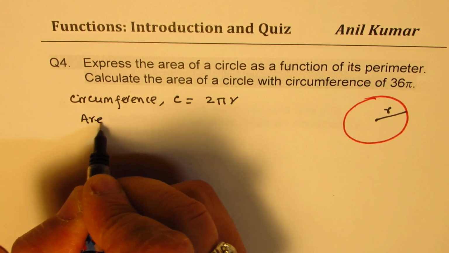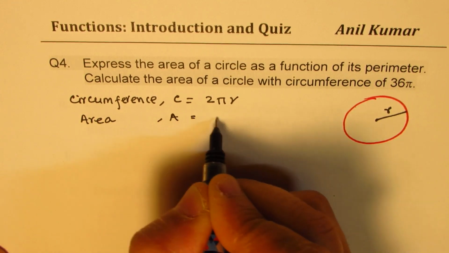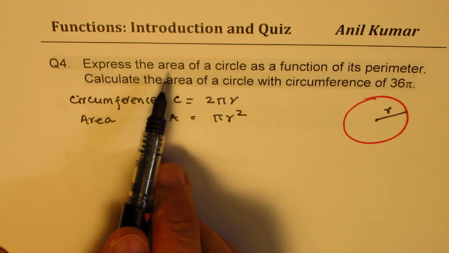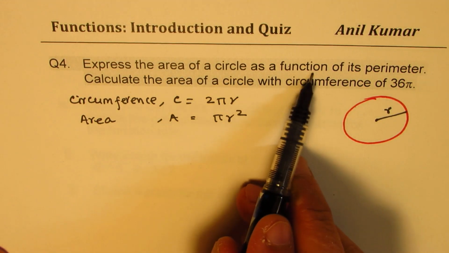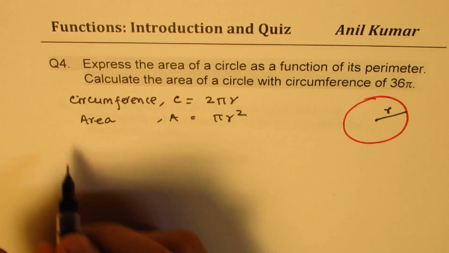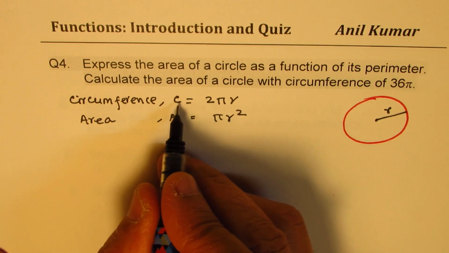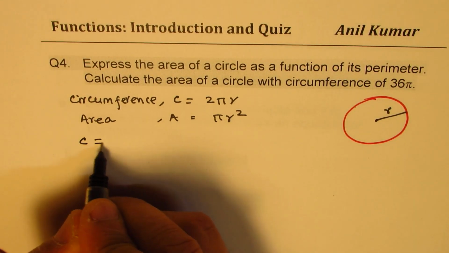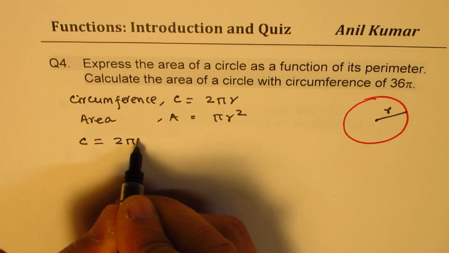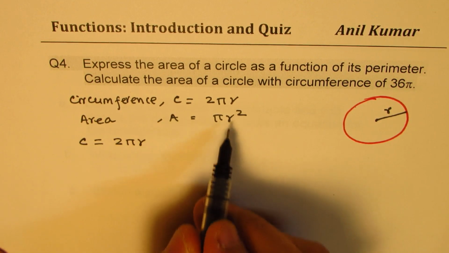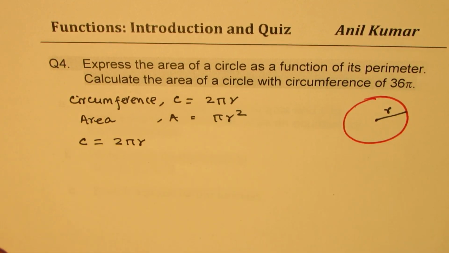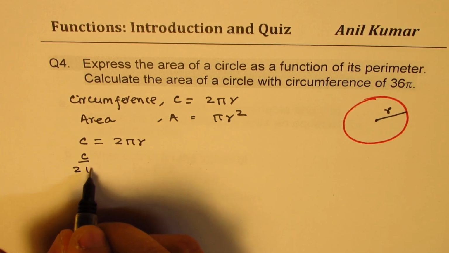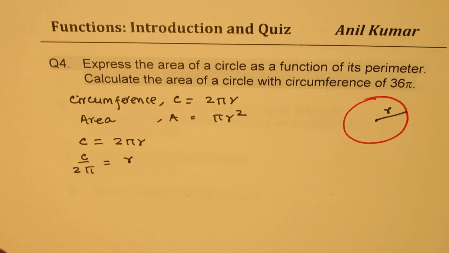What is area? We know area A is pi r square. The question is, express area of circle, right, as a function of perimeter. So we want area as a function of perimeter or circumference. How can we do it? Well, the steps are very clear. C is equal to 2 pi r. Area has r in it. If I replace this r with c, we get our relation. So let's isolate r. So we get c divided by 2 pi equals to r.